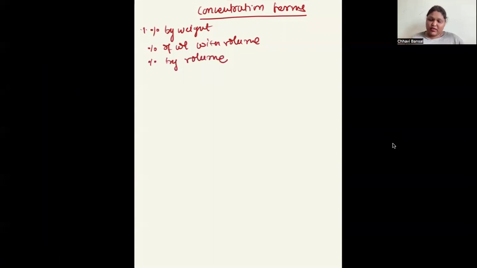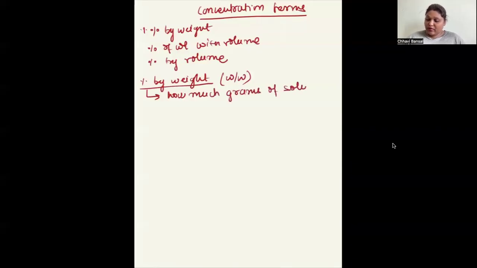Now, what does this mean? So percentage by weight. It means W by W. What does W by W mean? How many grams of solute are present in 100 grams of solution? Okay. What does this percentage by weight mean? How many grams of solute are present in 100 grams of solution.